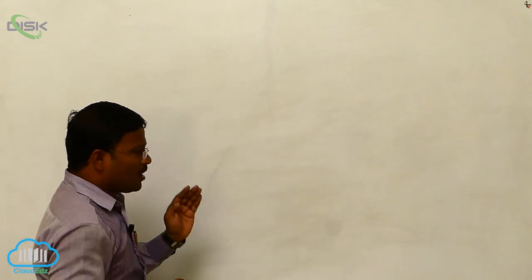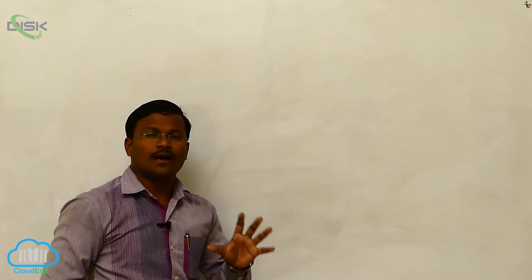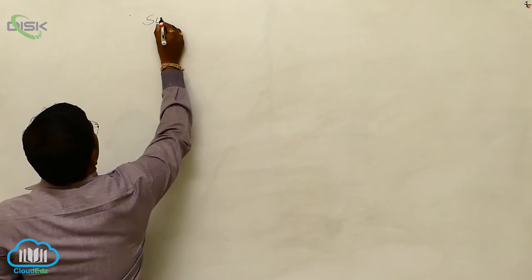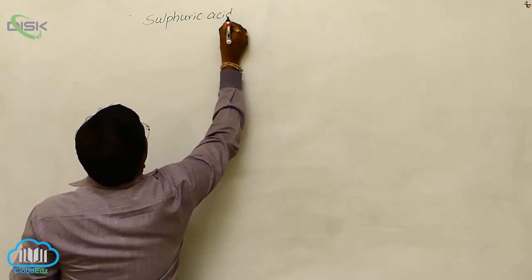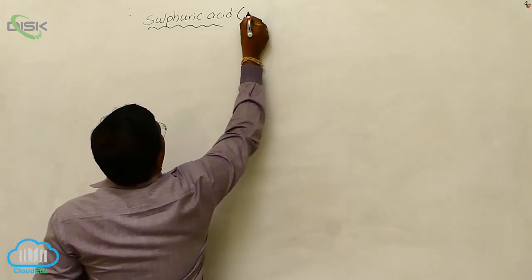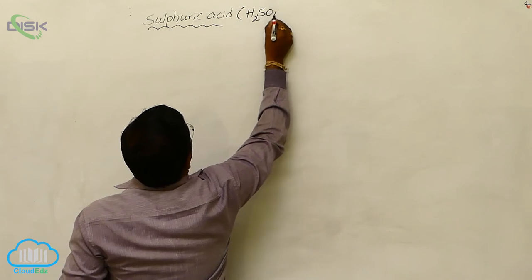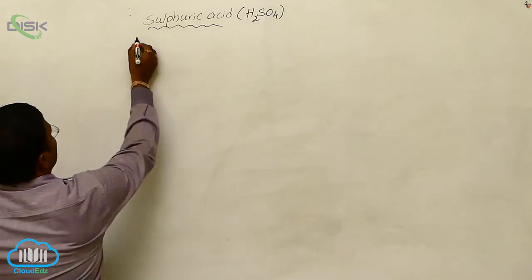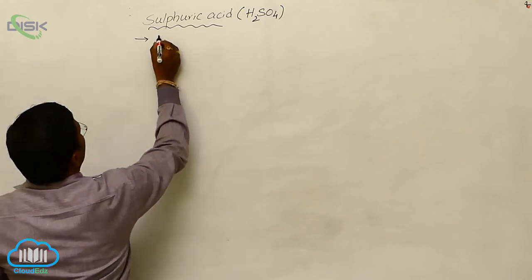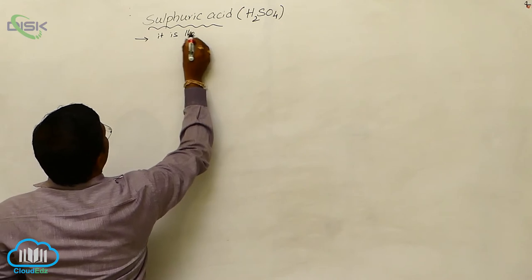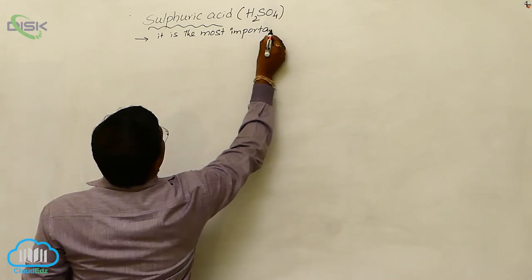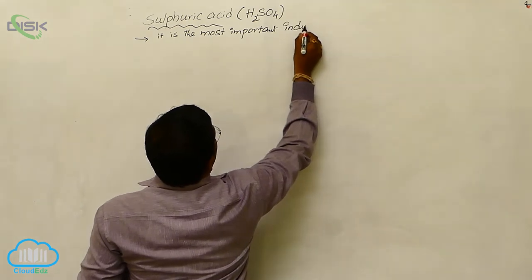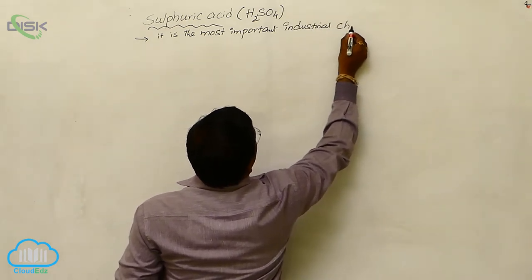So as we stated, some of the oxo acids of sulfur are most important. Among those, the most important oxo acid of sulfur is sulfuric acid, having the molecular formula H2SO4. The most important fact regarding sulfuric acid is that it is the most important industrial chemical.